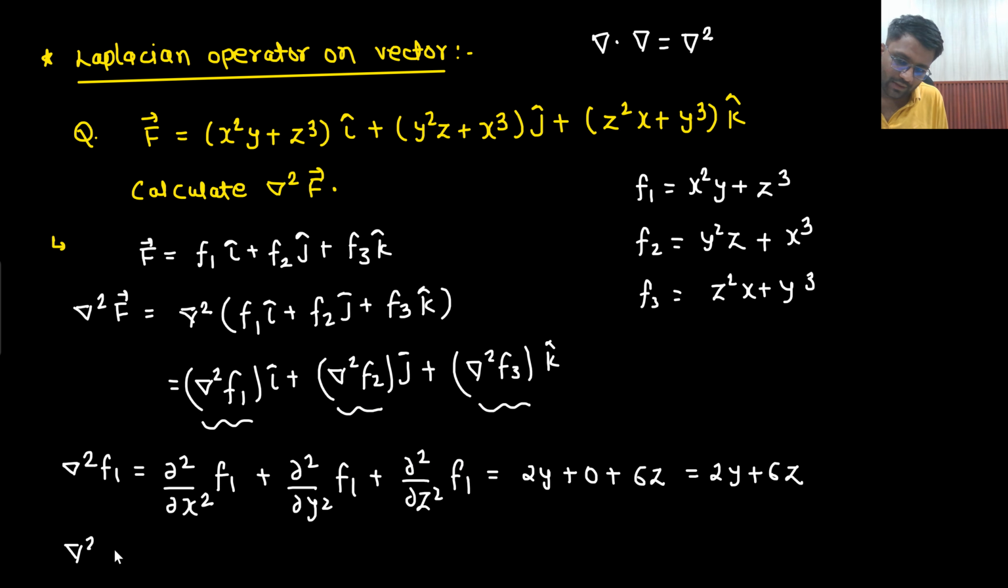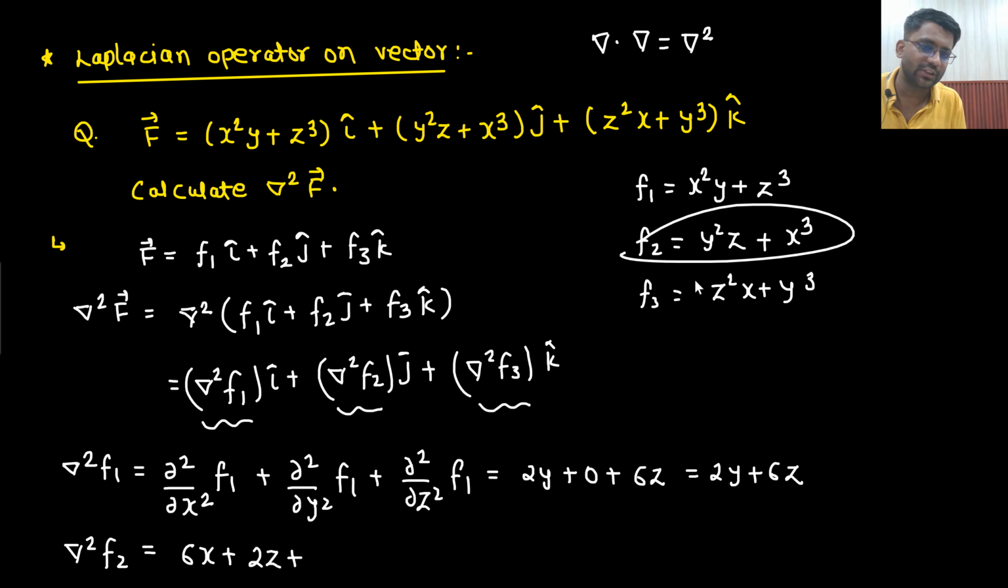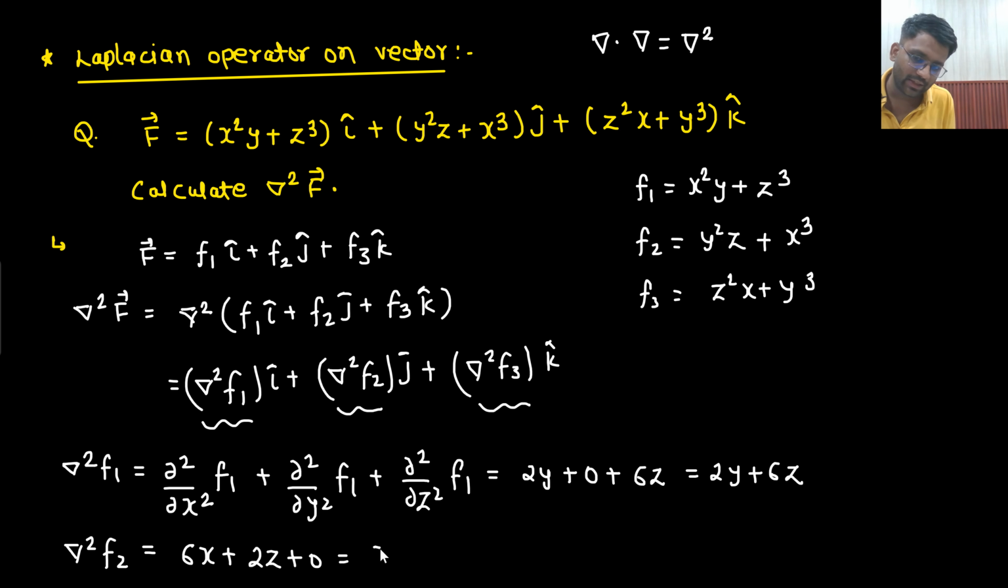Now del square f2 we need to calculate. So what will be the answer? Same thing: del square by del x square f2, del square by del y square f2, del square by del z square f2. So partial differentiation of this function with respect to x 2 times. What answer will you be getting? You can directly see, sir, this will be 6x. Plus partial differentiation with respect to y 2 times. What will you be getting? 2yz and then 2z. And partial differentiation with respect to z 2 times. What answer will you be getting? First y square, then 0. So what answer are you getting? 6x plus 2z. I hope you are able to understand.